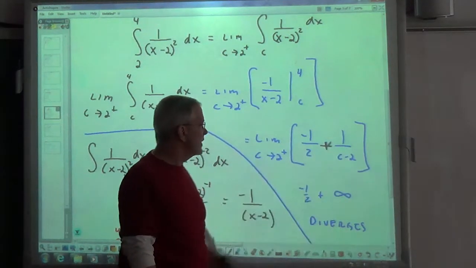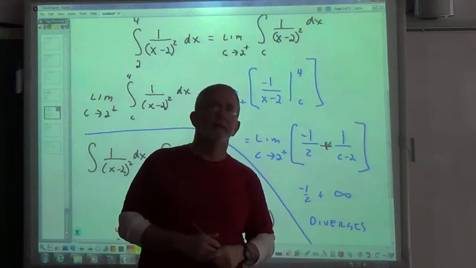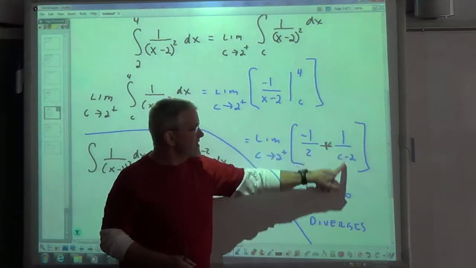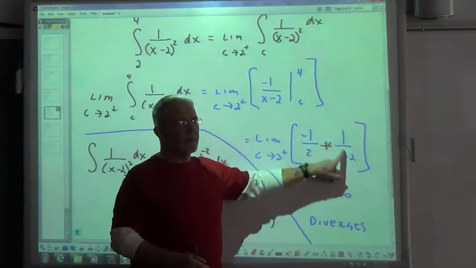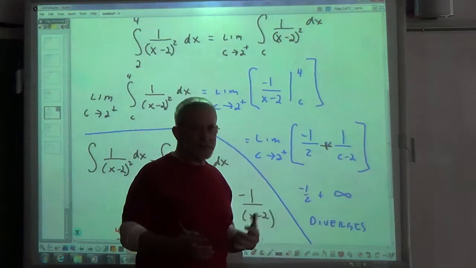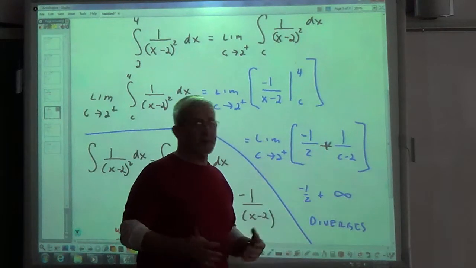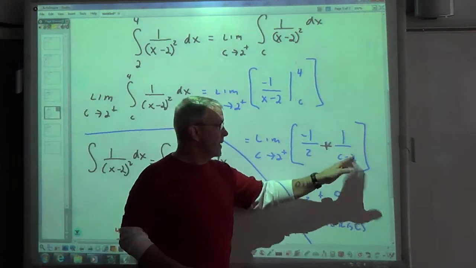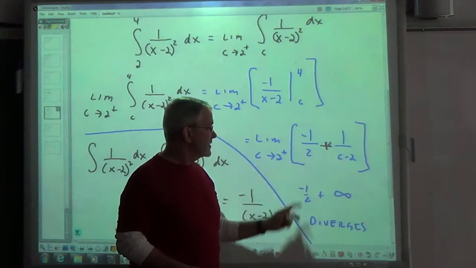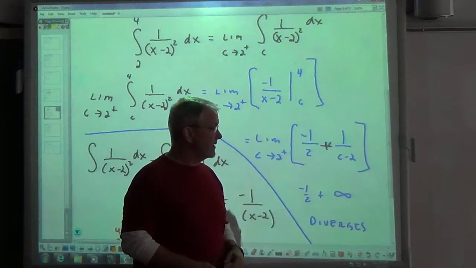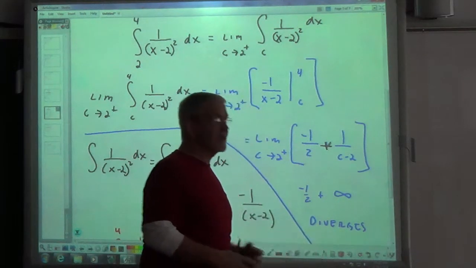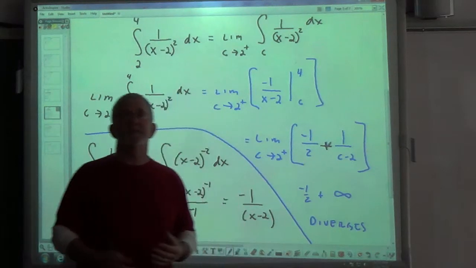over c minus 2. And as c approaches 2 from the right, where does this go? Well, if I'm approaching 2 from the right, let's say 2.000001 minus 2 is 0.000001. 1 divided by that little tiny thing is going to be a great big giant thing. And so that's negative 1/2 plus a great big giant thing, which is a great big giant thing. And so therefore this diverges, and I want to end with the appropriate statement.